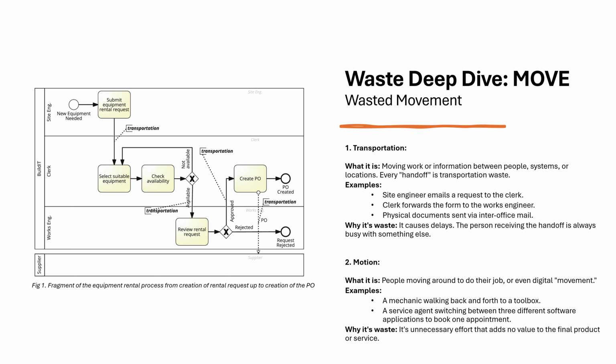Transportation is the movement of work items. The visual on the left, figure 6.2 from the textbook, is a perfect illustration. Every time a flow line crosses a lane, from the site engineer to the clerk or from the clerk to the works engineer, that is transportation waste, or handoff. Handoffs cause delays because the receiver is usually busy.